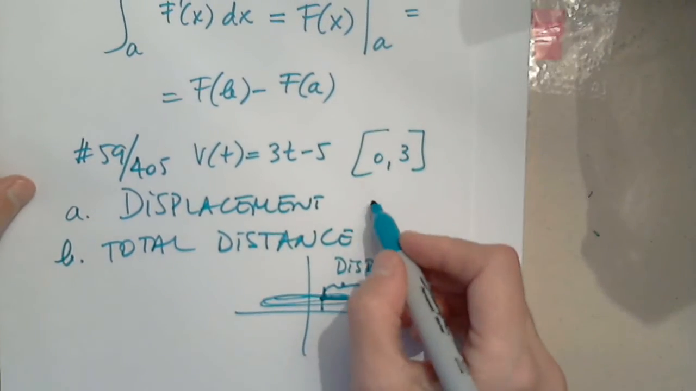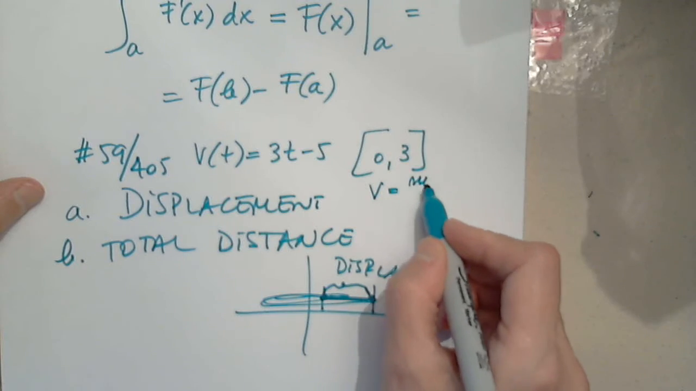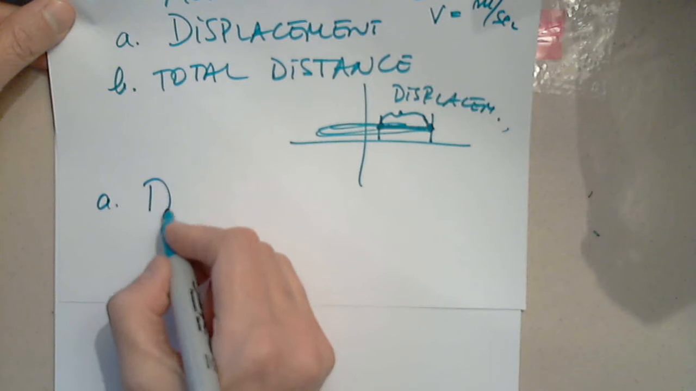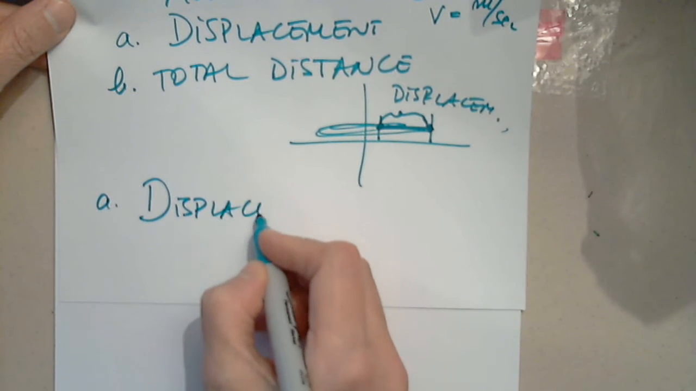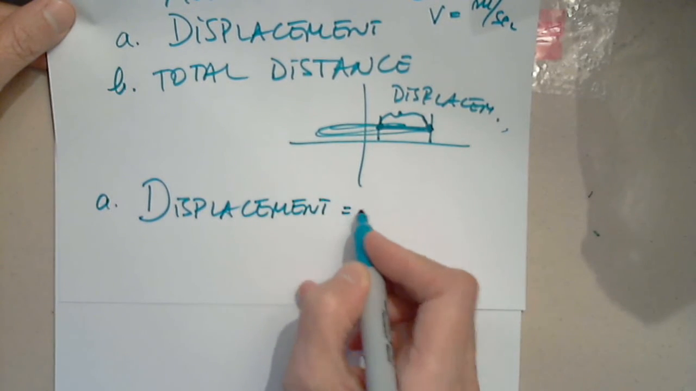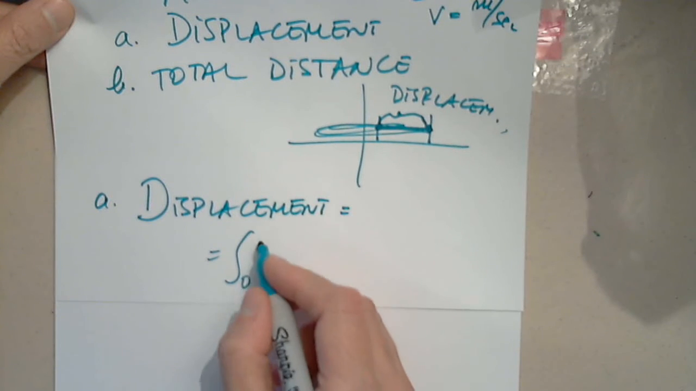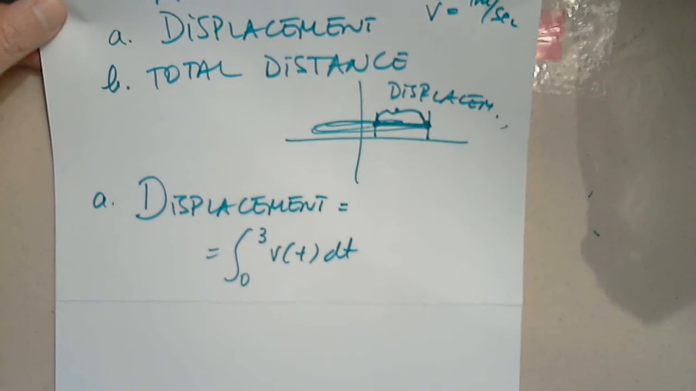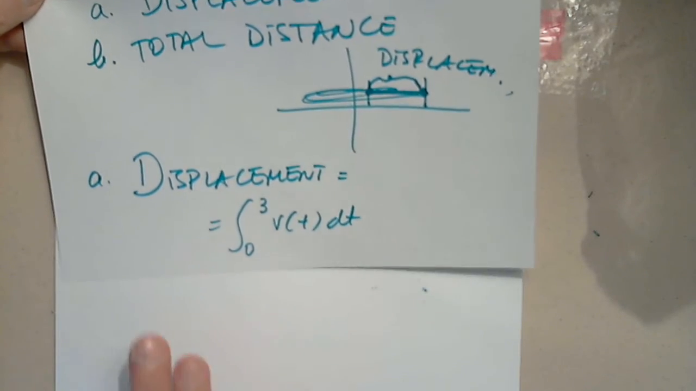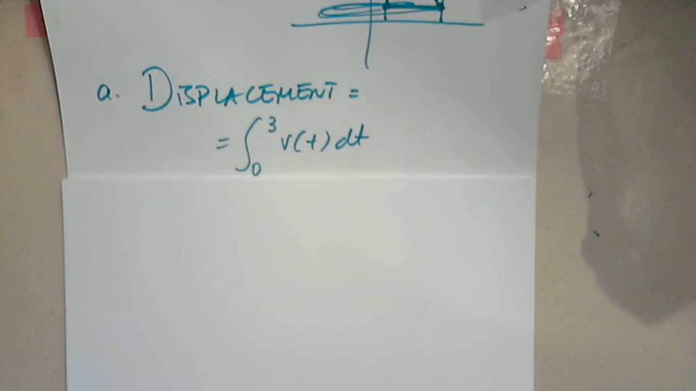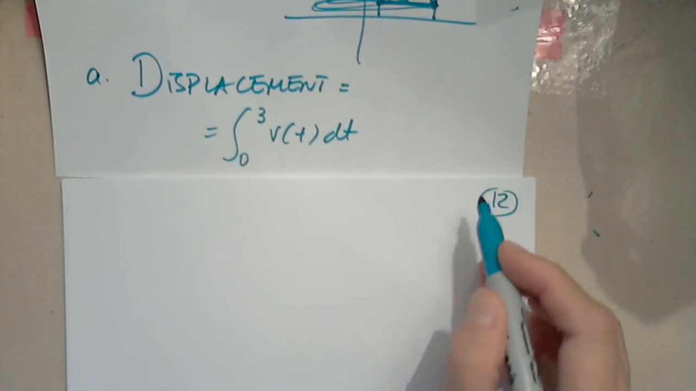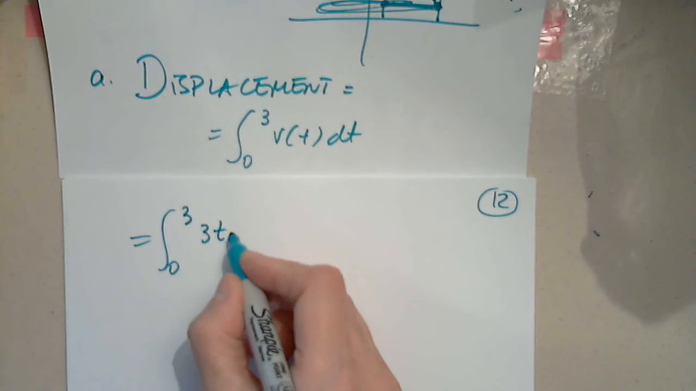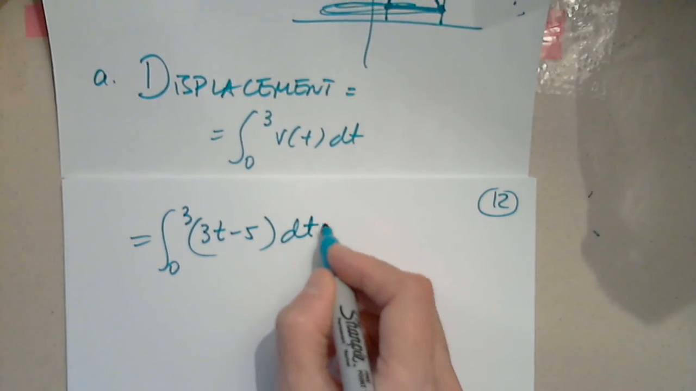Okay, we also know that the velocity is given in meters per second, they say. So let's find displacement. This is nothing else but the integral from 0 to 3 of v(t) dt. Of course, no integral can miss dt or dx. So then we have the integral from 0 to 3 of 3t minus 5 dt.